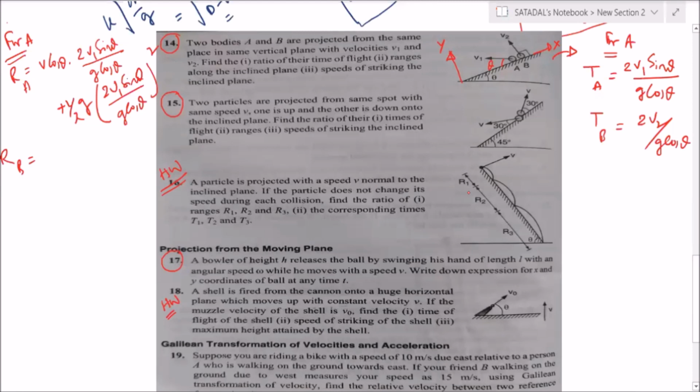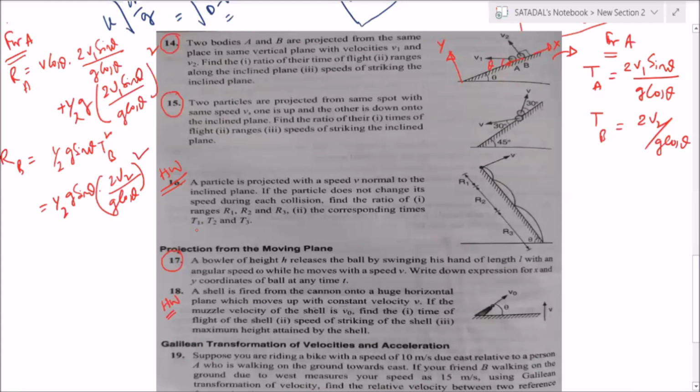R_B? You know what is the formula when it is launched perpendicularly? See, it doesn't have any velocity along that direction. Initial velocity is there or not? Zero. For B, initial velocity along the plane is zero. So you can simply write half g sin theta into t_B square. So that is half g sin theta into 2V2 by g cos theta whole square. Correct? You can take the ratio.